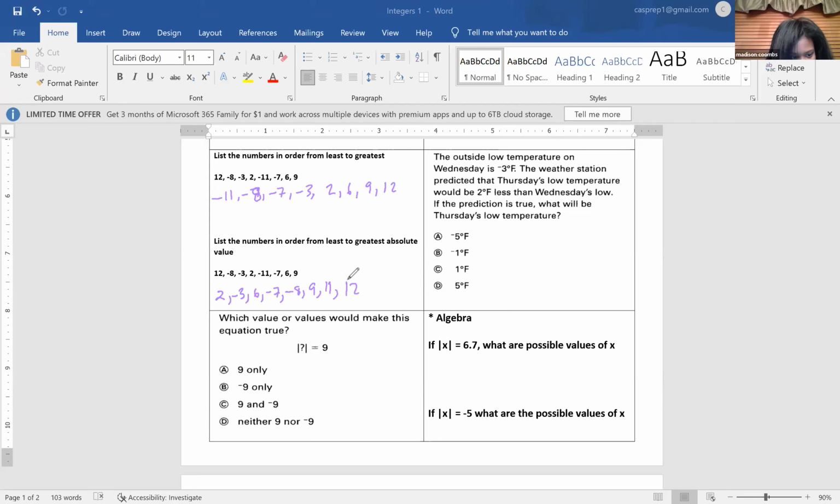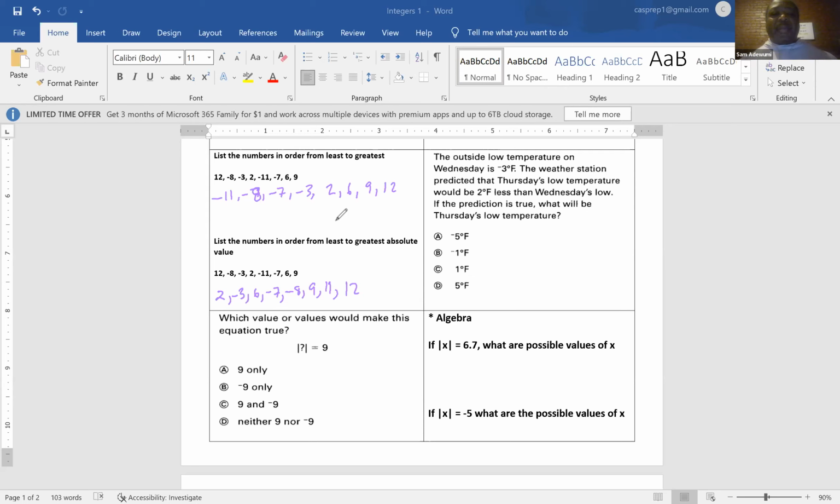Good job. All right. So it's a whole different thing when we think about numbers as they are and then numbers in absolute value. This is useful because there's going to be a point when we're looking at adding and subtracting integers where the concept of identifying the number with the largest absolute value will be important to us. Okay.